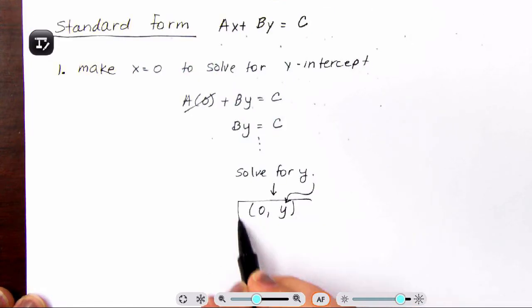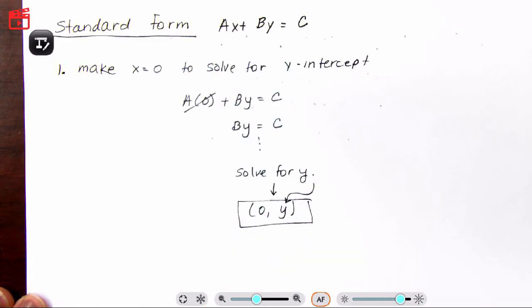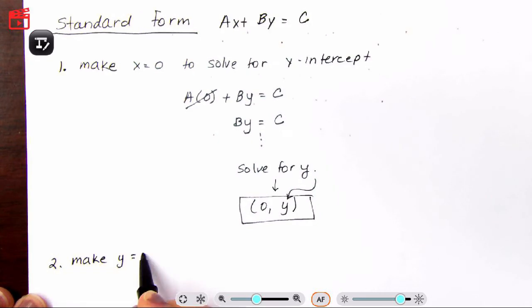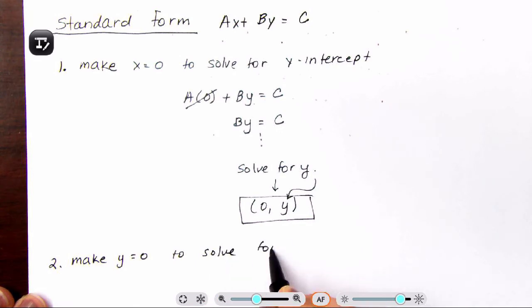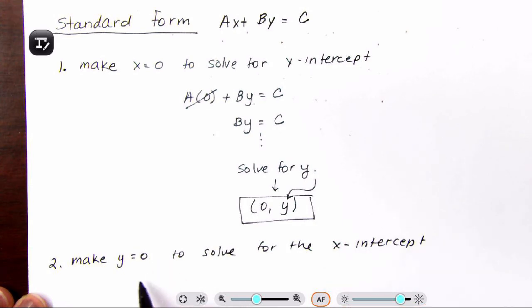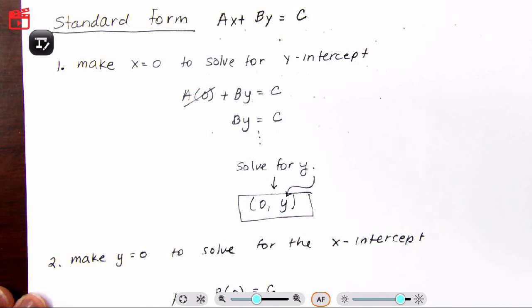So you're going to do 0, comma y. That's your first point. Step number 2 is you're going to make y 0 to solve for the x-intercept. So that means you're going to set your y equal to 0, so I have just whatever term has x in it left over.